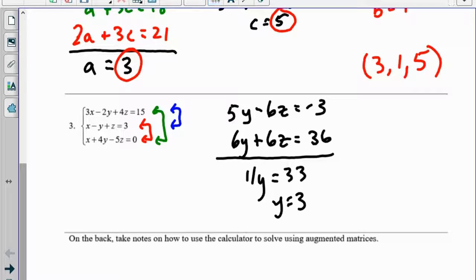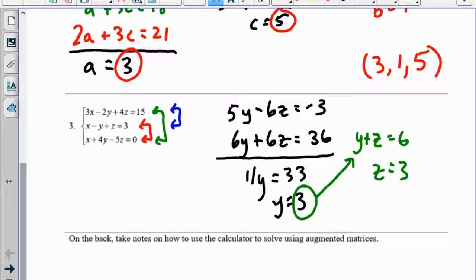Now let's recall that we move back up the chain. So I'm going to take this y, I'm going to substitute it back in to one of these equations. Y equaled 3, so y plus z equals 6. Z also equals 3. So now we're going to move back up the chain and substitute this into one of the original equations with all 3 variables.